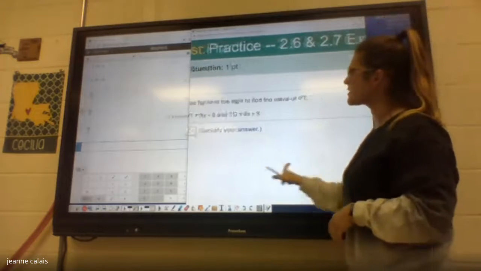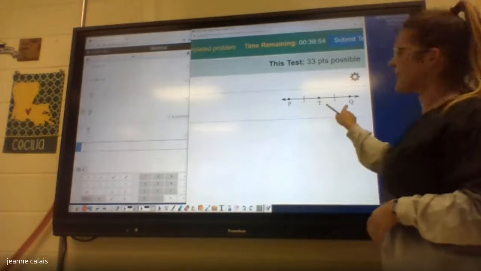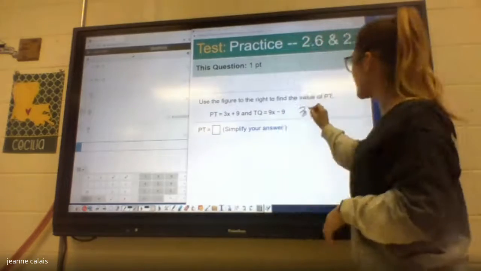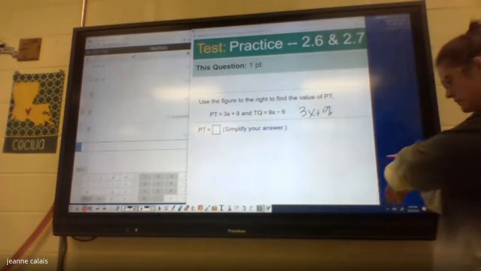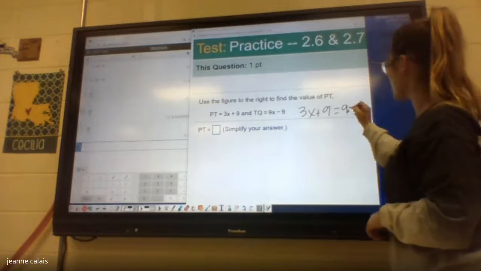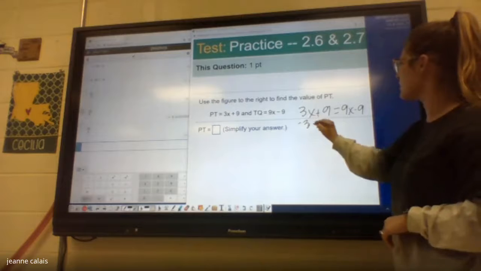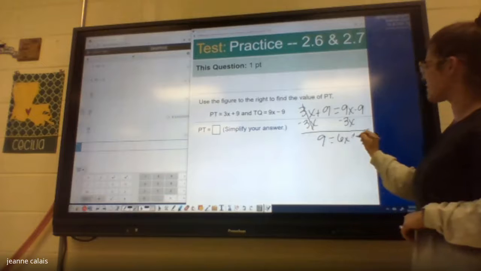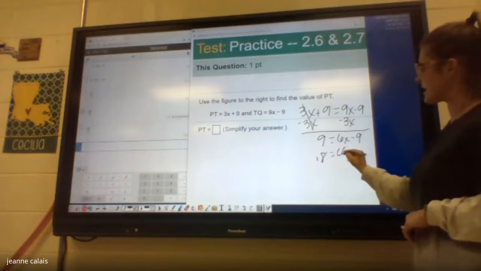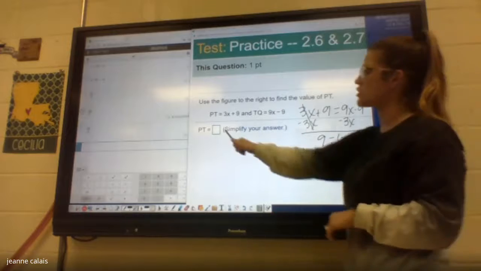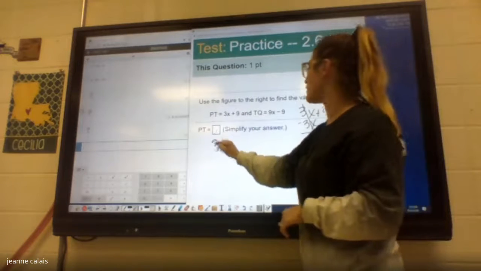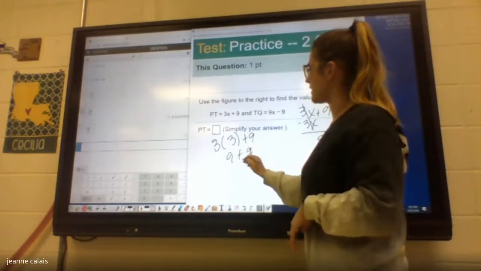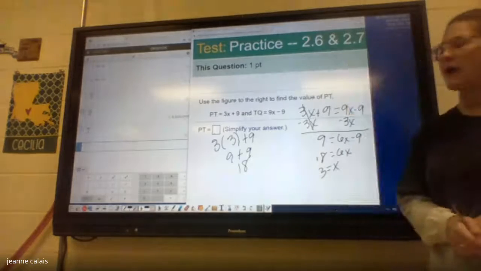Okay, watch this one. You know that they're congruent because of the markings. So that means 3x plus 9 is equal to 9x minus 9. So you subtract 3x from both sides. 9 equals 6x minus 9. 18 equals 6x. X is 3. That's not what you put right here. It's PT. So 3 times 3 plus 9, 9 plus 9, 18. Make sure you answer correctly.